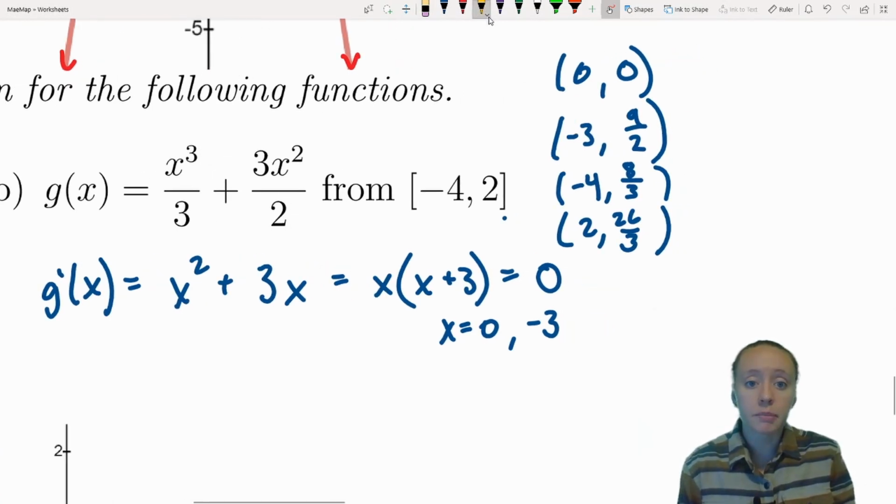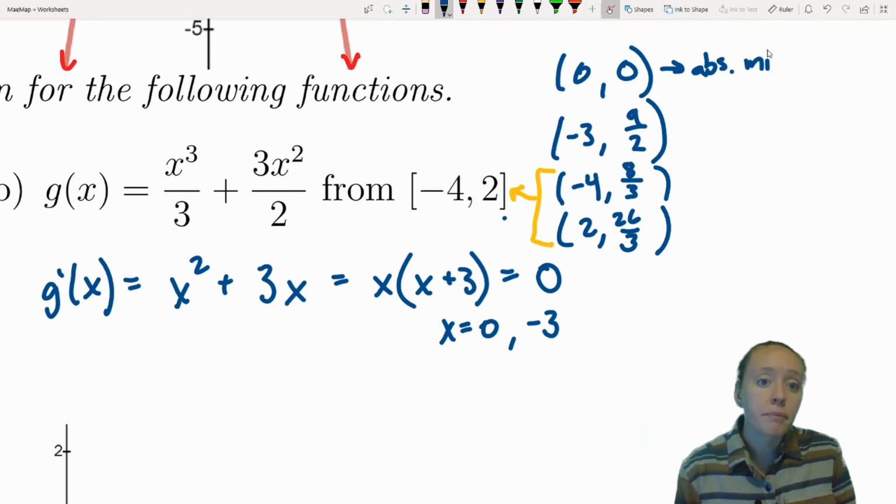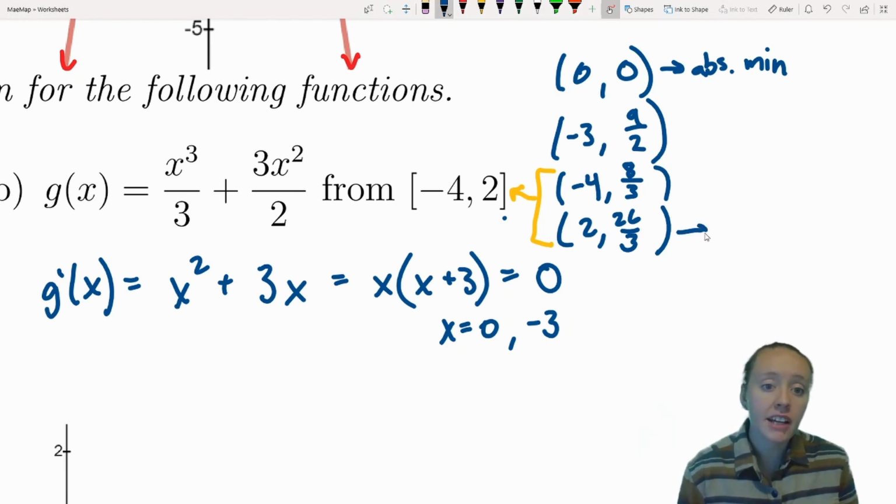Now the easiest to find are going to be my absolute maximums and absolute minimums. And remember, I'm going to make a note that these are endpoints. So these definitely cannot be relative. They can only potentially be absolute maximums or absolute minimums. If I look at all my y values, which one is the smallest? Well, all of these are positive except this one's 0. So this is my absolute minimum. And which is the greatest? That's going to be my 26 thirds. So that is my absolute maximum.